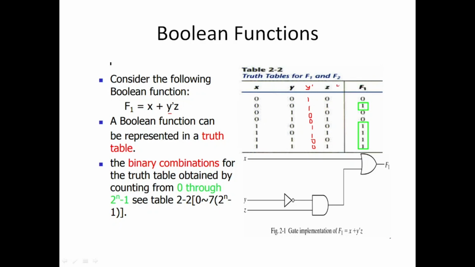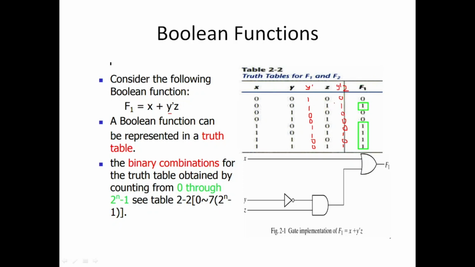So we can write here y dash z. 1 dot 0 is 0. Here 1 dot 1 is 1. And 0 dot 0 is 0. 0 dot 1 is 0. And 1 dot 0 is again 0. And 1 dot 1 is 1 here. And 0 dot 0 is 0 here. 0 dot 1 is 1 here. So we have found y dash z.